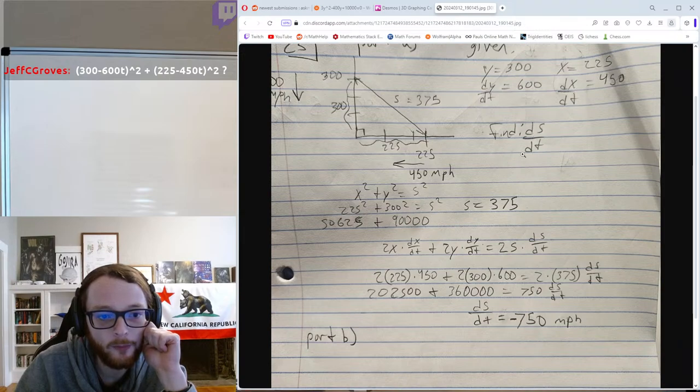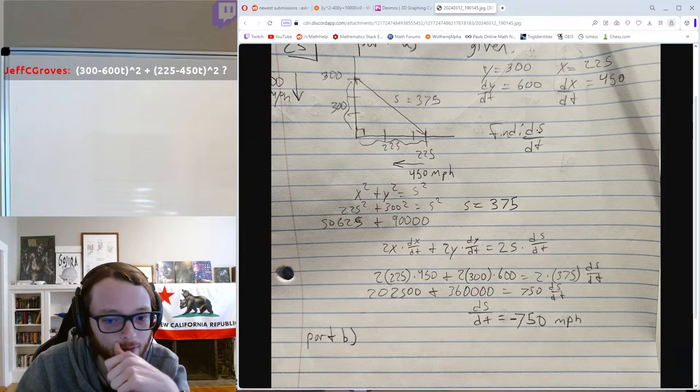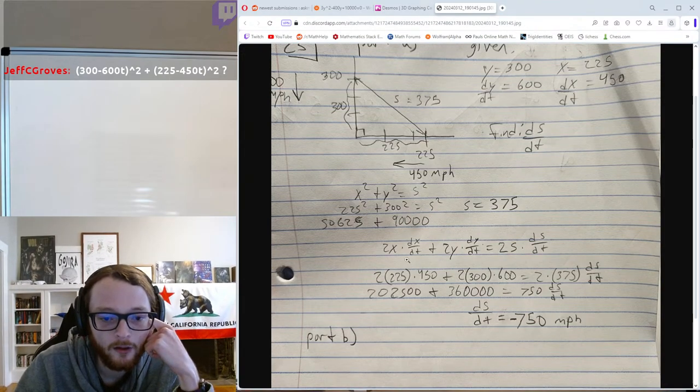We want ds by dt, completely agree. So you take the derivative of this with respect to time. You get 2x dx/dt, 2y dy/dt, and 2s ds/dt. Good.